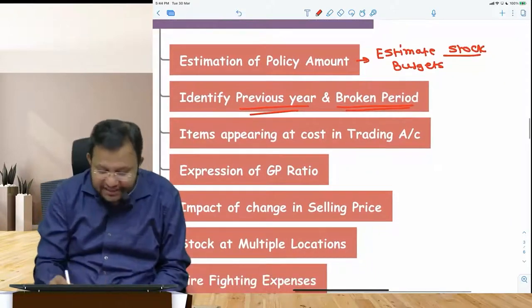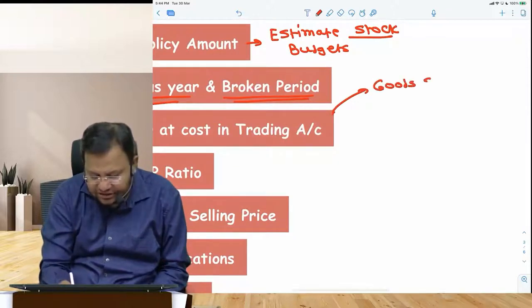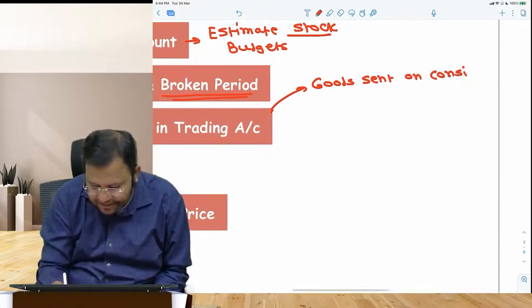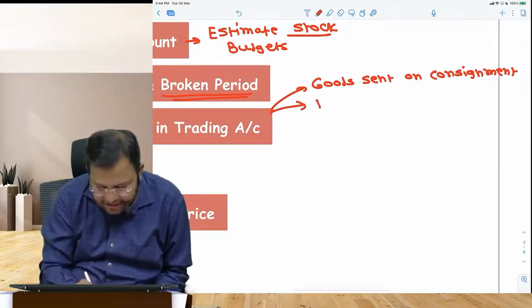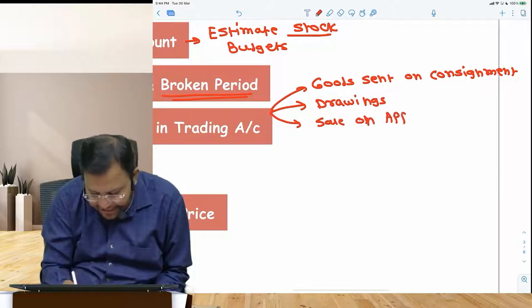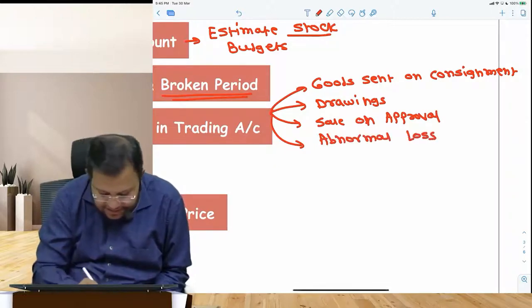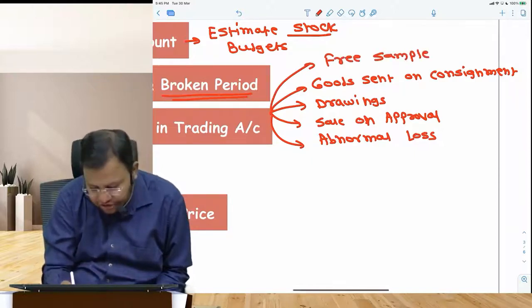There are some special items that appear in a trading account, like goods sent to consignee, goods sent on consignment. There can be drawings of the goods. There can be sale on approval. These special items appear in your trading account, never forget them. There can be abnormal loss. There can be goods given as a free sample. So some of these items are appearing at cost.